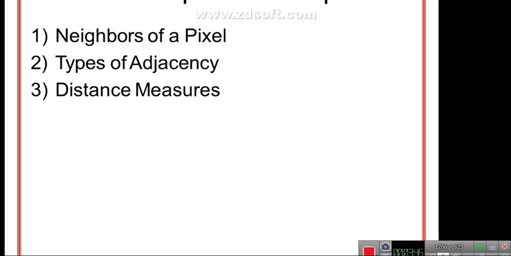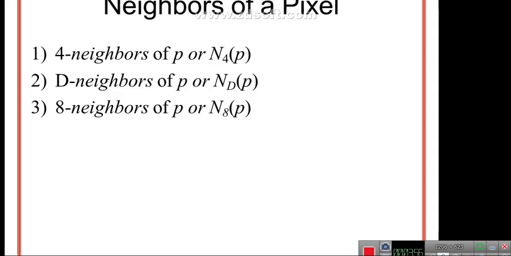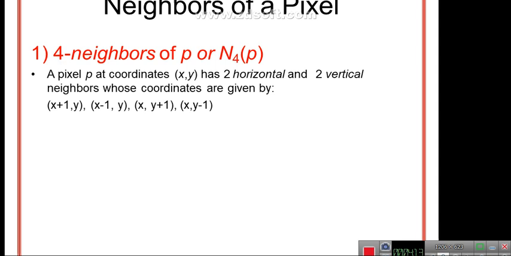Then one more topic, relations between pixels. Here we can relate pixels in three different ways: neighbors of a pixel, types of adjacency, and distance measure. Neighbors of a pixel are classified as 4 neighbors of a pixel, diagonal neighbors of a pixel, or 8 neighbors of a pixel. 4 neighbors of pixel p are N4 of p, diagonal neighbors of pixel p are N sub D of p, and 8 neighbors of pixel p are N8 of p.